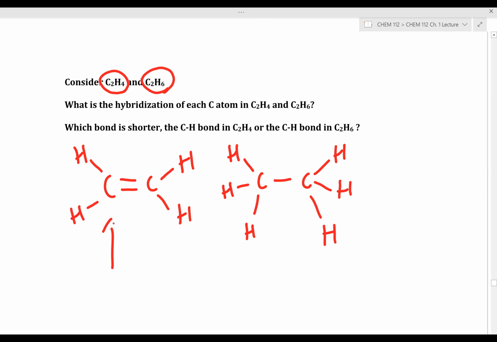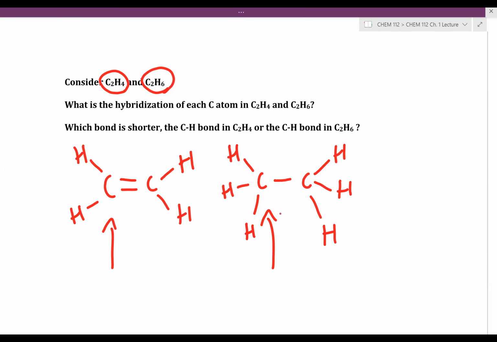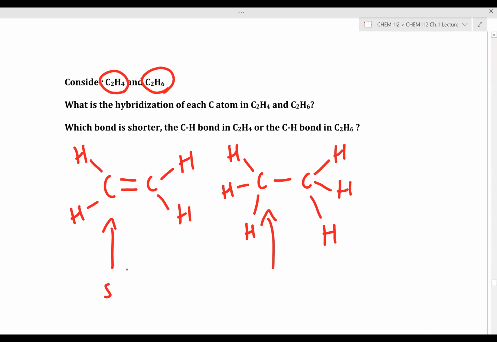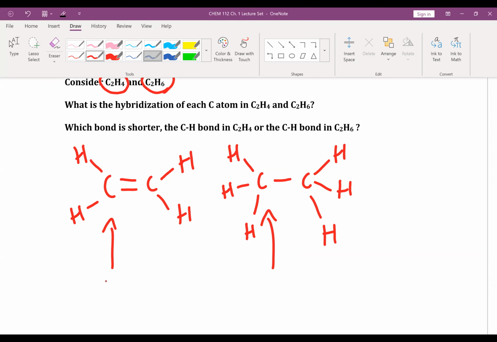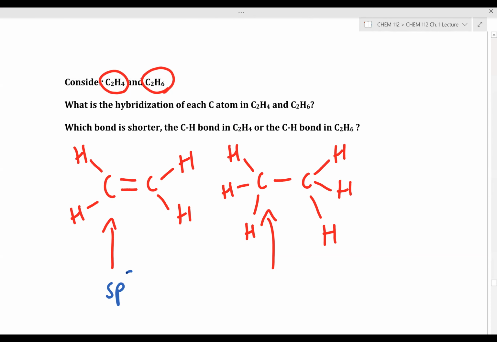And just like before, whenever you're thinking about bond strength, we first have to identify the hybridization of each atom involved in our bonds. So what's the hybridization of the carbon atom in ethylene, the carbon atom on the left? sp2. Exactly right. Let me change pen colors. Okay, and what about the carbon atom in ethane, the structure on the right? sp3.